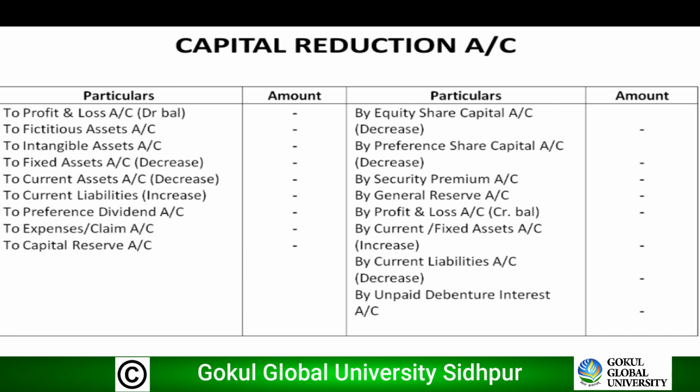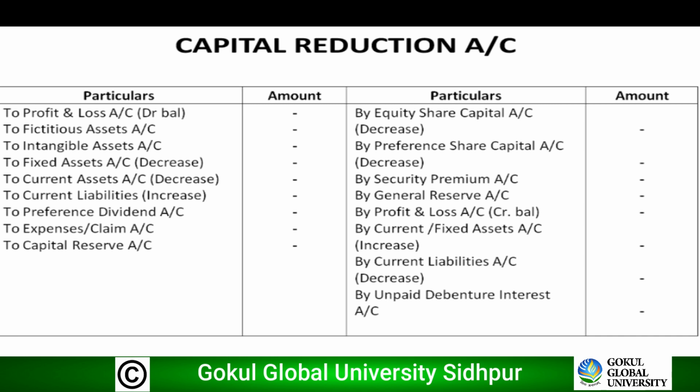Next, current liabilities. If there is an increase in the liabilities, it will be debited in the capital reduction account. Next, to preference dividend account. Preference dividend is also debited in the capital reduction account. Next, expenses or claim account. If any expenses are given, it will be debited in the capital reduction account. Next, to capital reserve account. This is the answer of capital reserve, or we can call it the difference of this account.